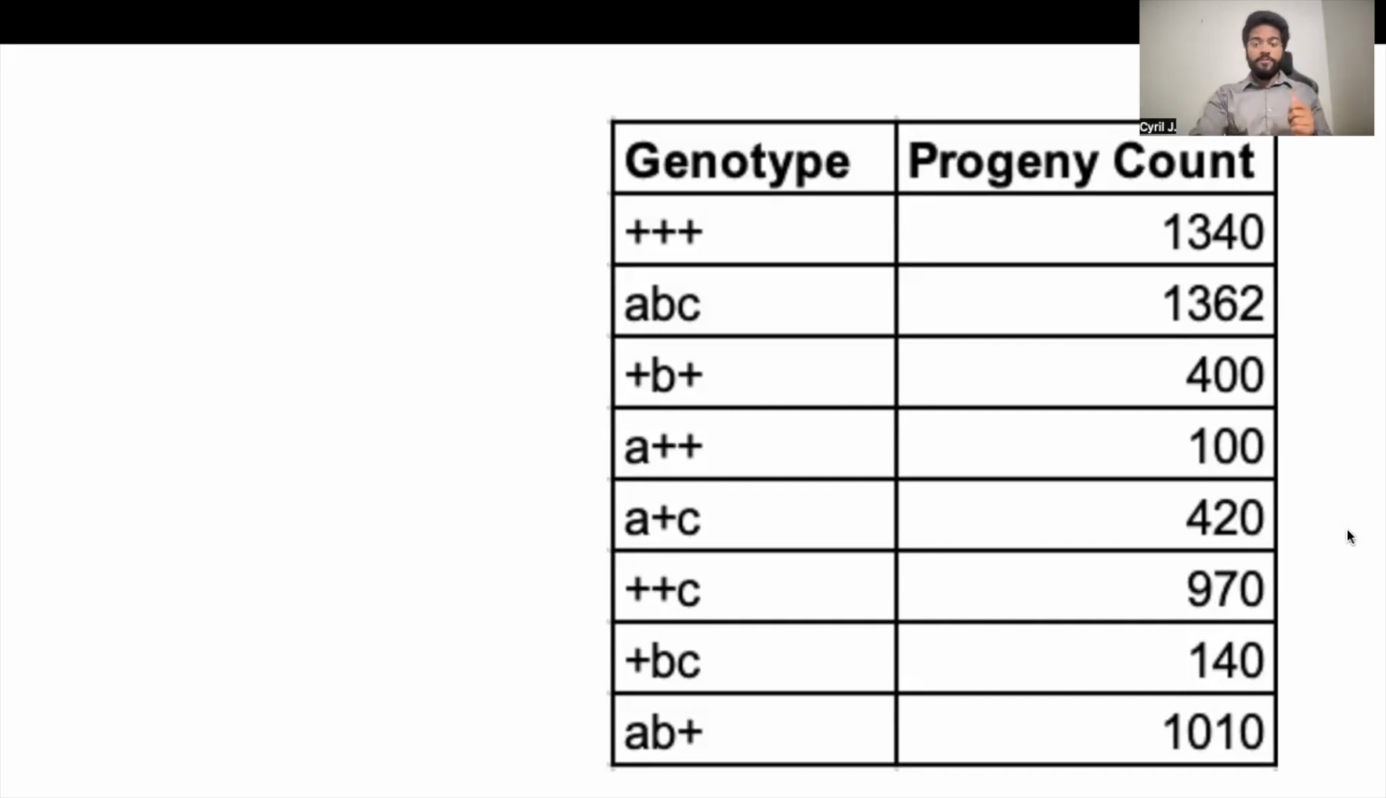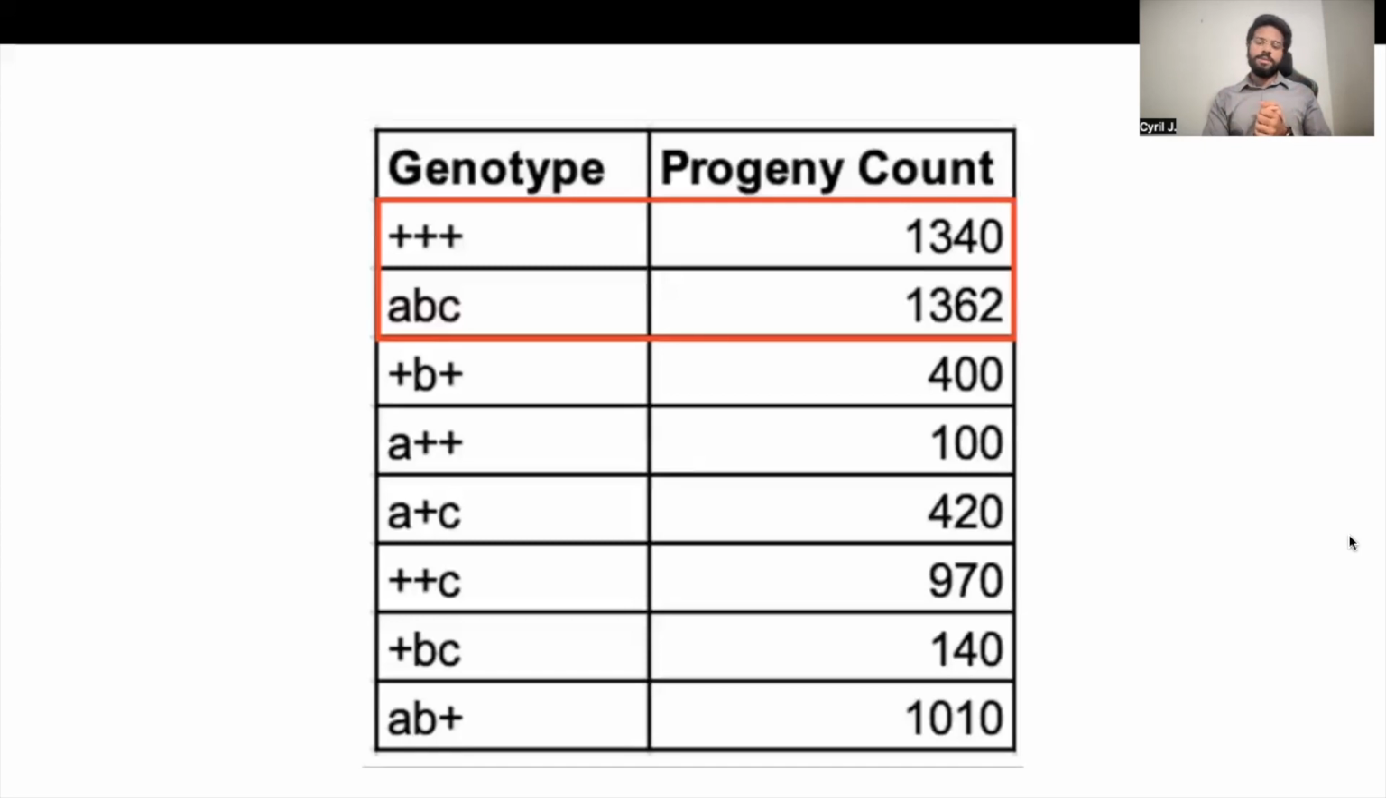First off, we want to identify the parental class. How do we do that? Well, the parental class would be the ones with the highest number of progeny counts. So in this case, we have plus, plus, plus, and ABC as our parental cases.